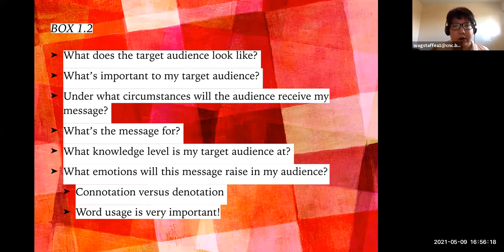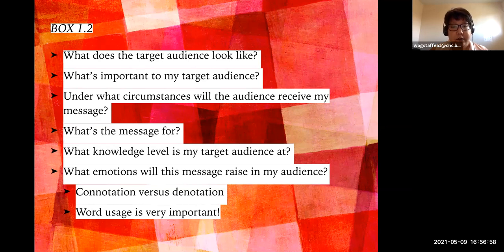What knowledge level is my target audience at? Are they an expert at the type of information you're trying to convey, or are they a novice who you'll have to explain to an extra amount? What emotions will this message raise in my audience? Is this a message that is going to upset them or excite them? There are different ways that you will understand what's happening. So, two things that you should be able to understand.